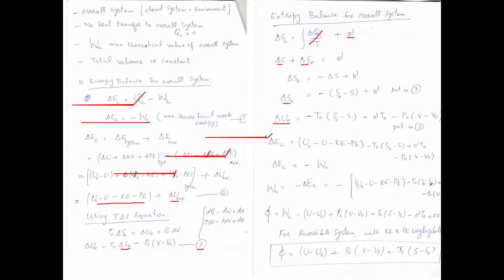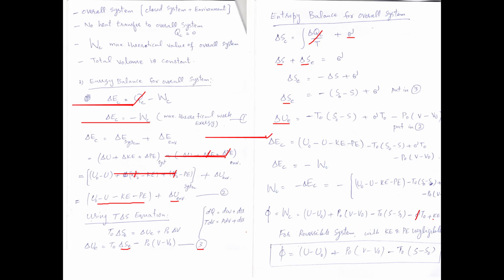So exergy is equal to minus delta EC. So exergy of this system is equal to minus delta EC. So if we multiply this whole equation with negative, we'll get the equation for the exergy. Normally we represent exergy with the help of phi. So phi is equal to WC, which is the exergy, that is equal to change in internal energy plus P naught (V minus V naught) minus T naught (S minus S naught) minus sigma T naught plus kinetic energy plus potential energy. Normally for the reversible system, we can ignore the term sigma.